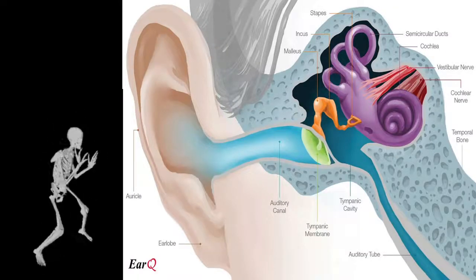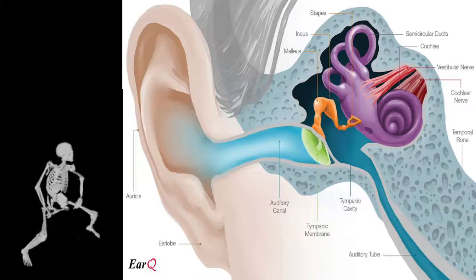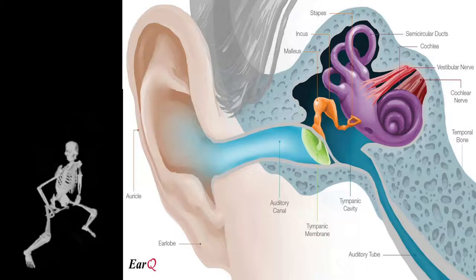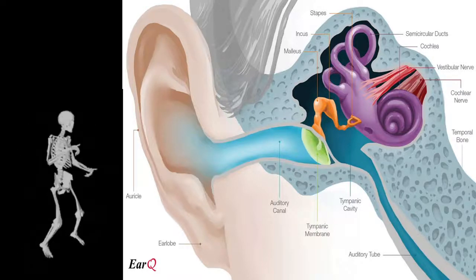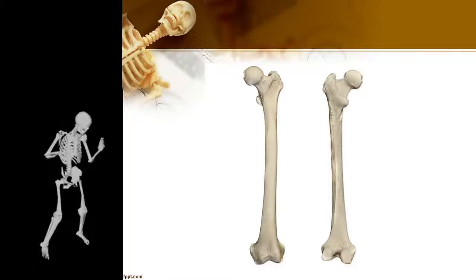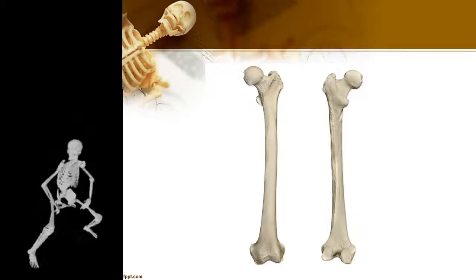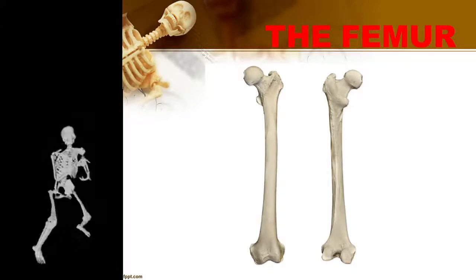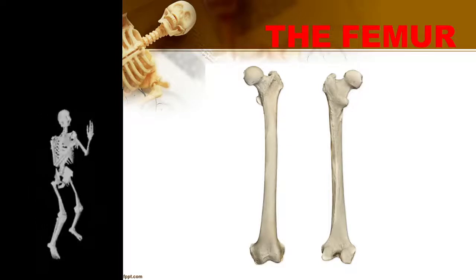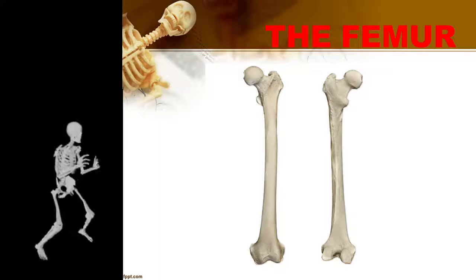I mentioned the 3 small bones in our body which are found in the ear. This is the malleus or the hammer, the incus or the anvil, and the stapes or the stirrup. Do you know what kind of bone this is? Yes, this is the femur or the thigh bone. The thigh bone or the femur is the longest, strongest, and heaviest bone of the body.